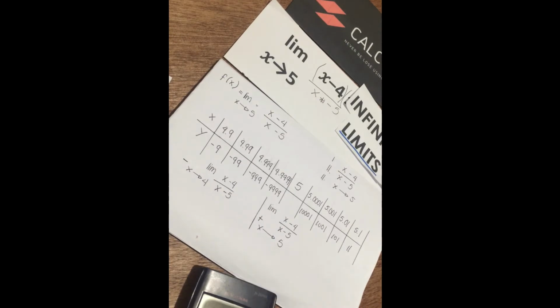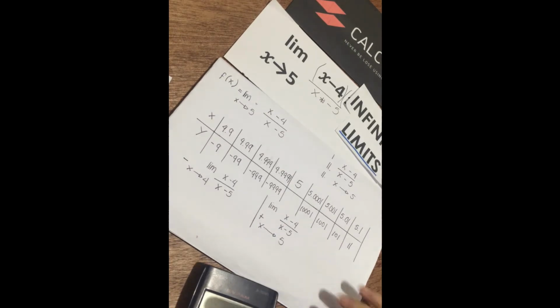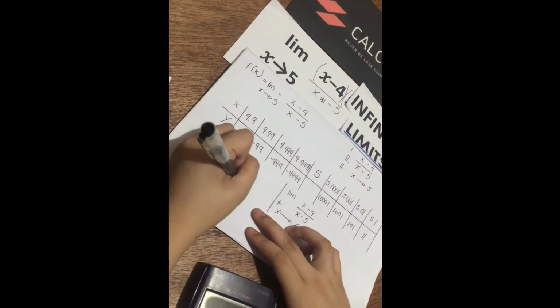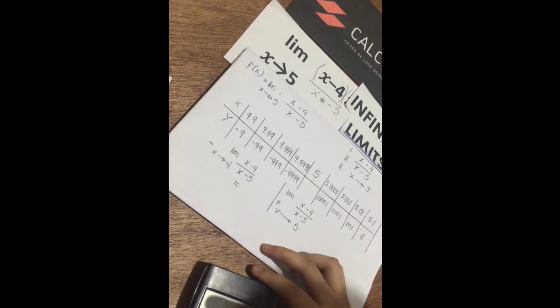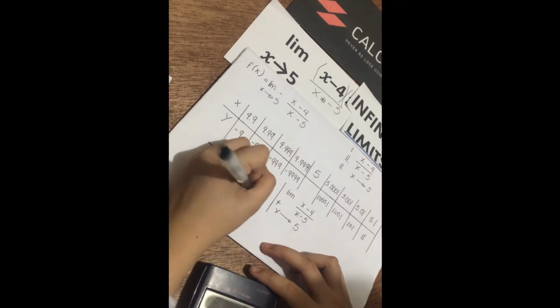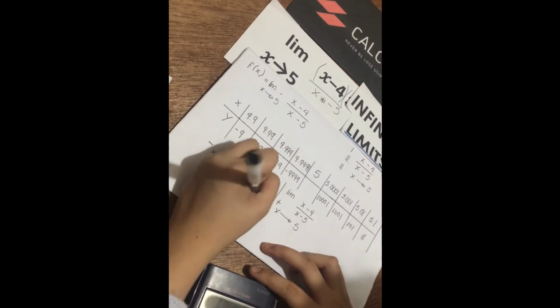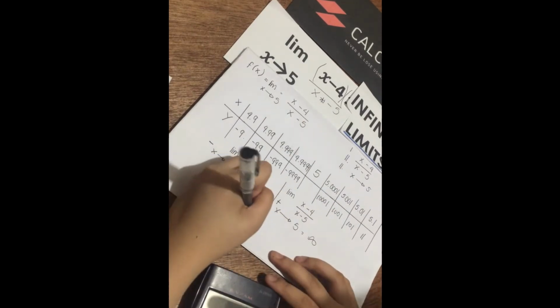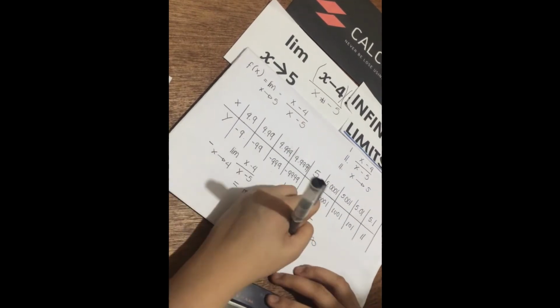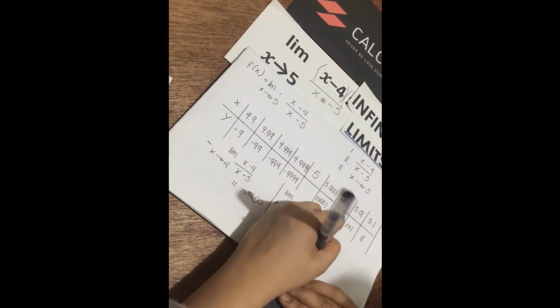So upon solving the left-hand side and the right-hand side, we can notice that the table of values is increasing instead of approaching 5. So in conclusion, the limit of (x minus 4) over (x minus 5) as x approaches 5 does not exist, or in this case, infinity. So then again, always remember, in any case, when your one-sided limits are not the same, then your two-sided limit does not exist.